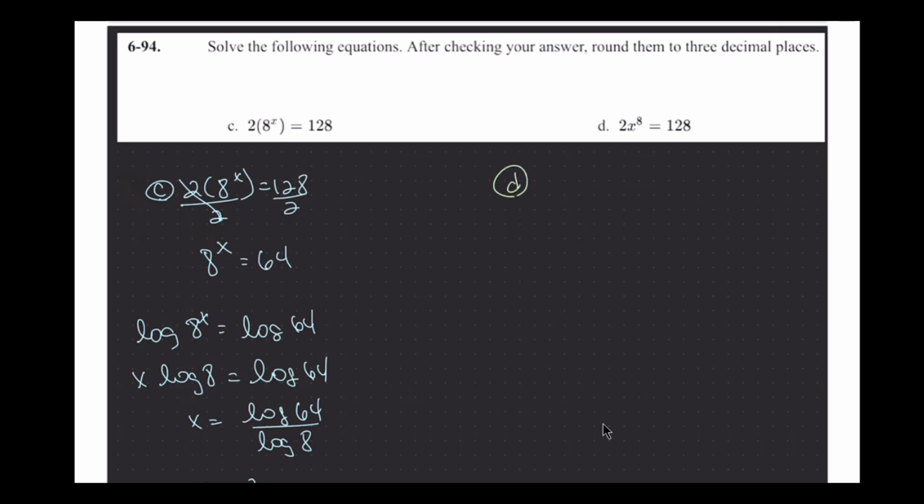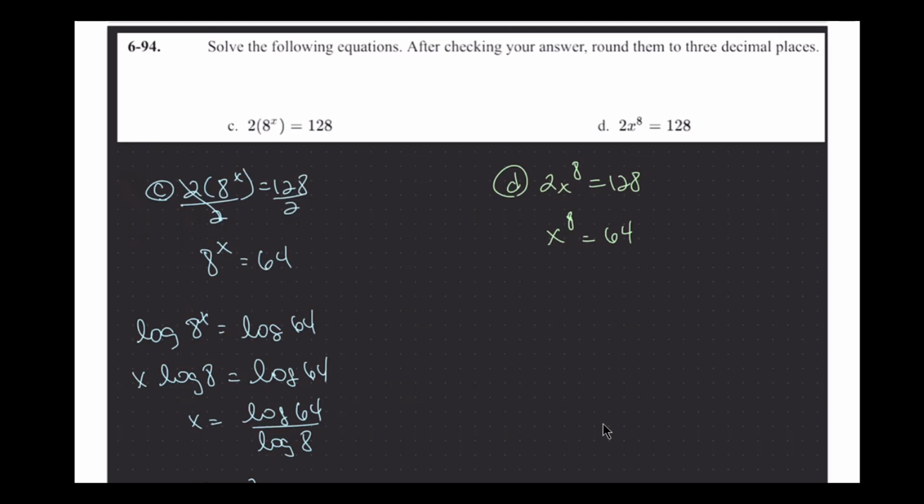So for D, we have 2x to the 8th equals 128. What do you think we should do first on this one? Divide by 2, right? So we got x to the 8th equals 64, right? Now what are we going to do? Are we going to take the log of this one?